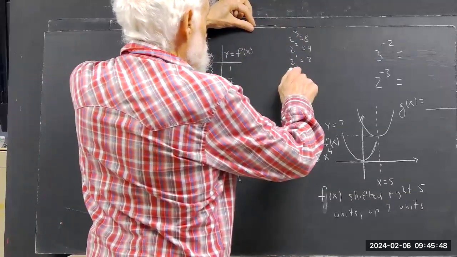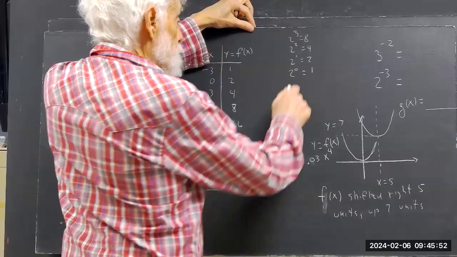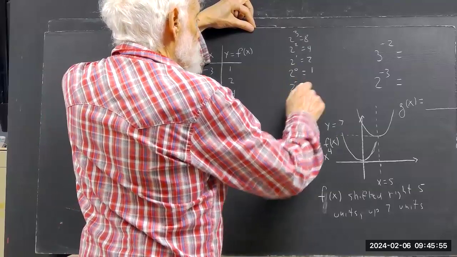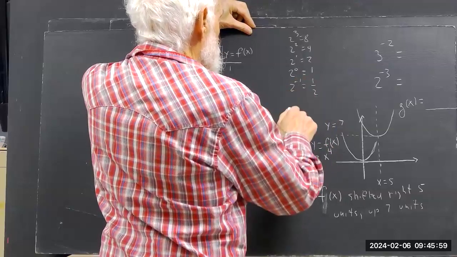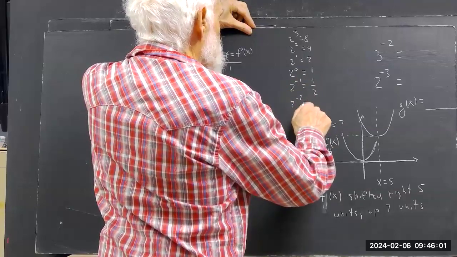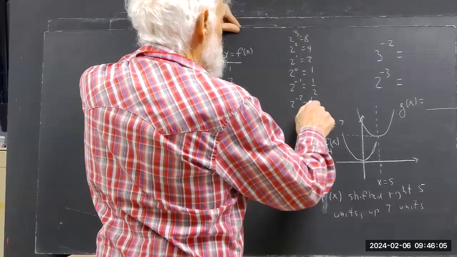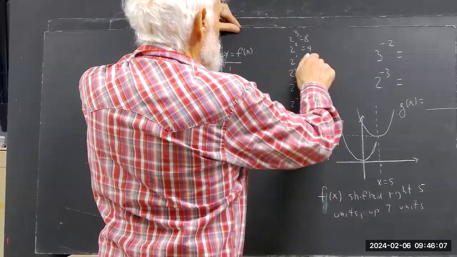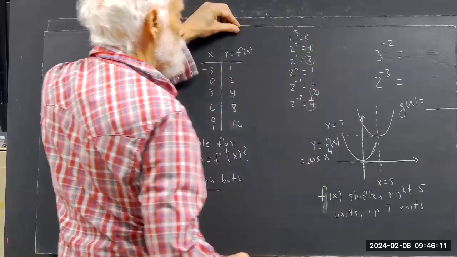So you go down to 2 to the 0. Half of 2 has to be 1. 2 to the negative 1 has to be half of 1, which is 1/2. 2 to the negative 2 has to be half of a half, which is 1/4. And you see, you got 2 here, you got 2 here, you got 4 here, you got 4 here. Okay.